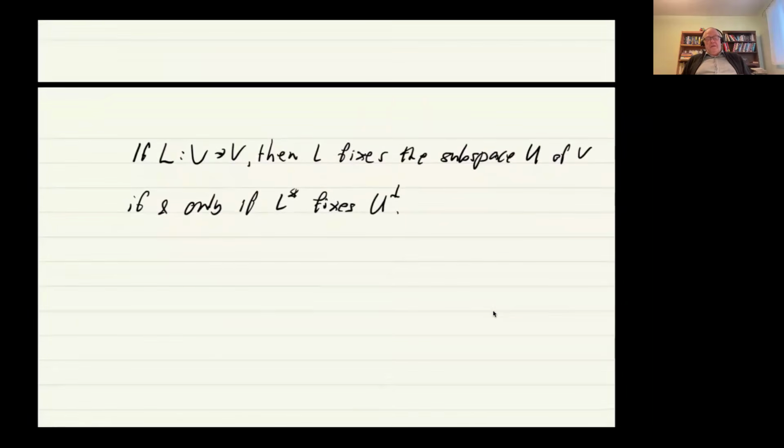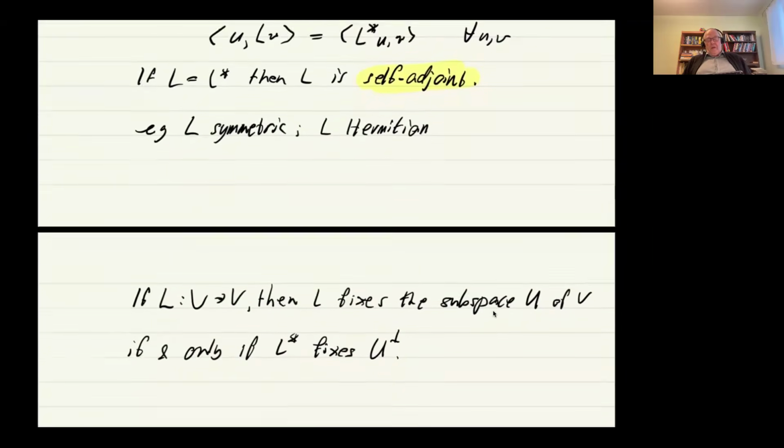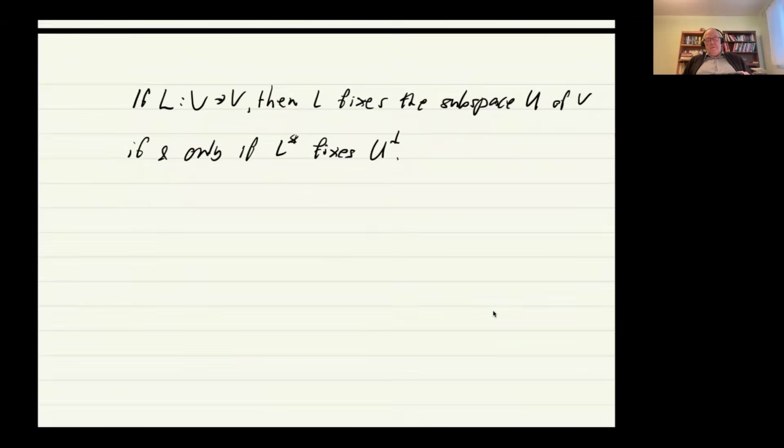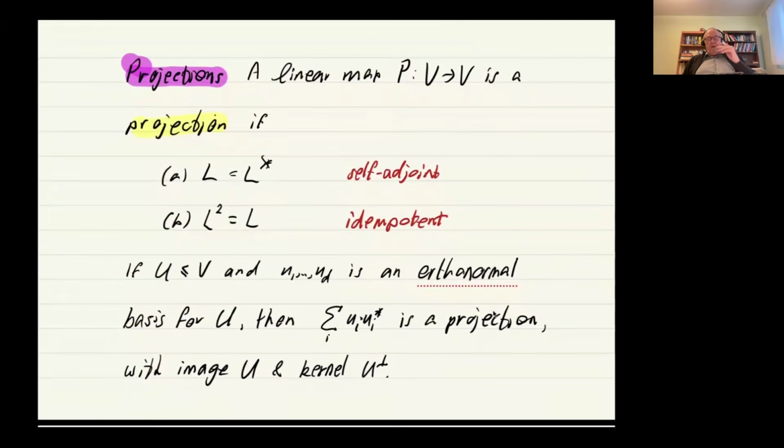And this is related to something I mentioned several times. If you have a linear map from a vector space to itself, and it fixes the subspace U of V, it fixes that subspace if and only if its adjoint fixes the orthogonal complement. Now, this is just an easy exercise from the definition, and I'm not even going to assign it. It's completely straightforward. So now, having done that, we can define a projection as a linear map from a vector space to itself that's self-adjoint and idempotent, its square is equal to itself.